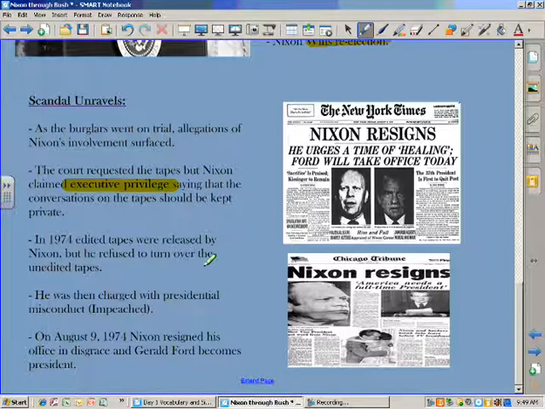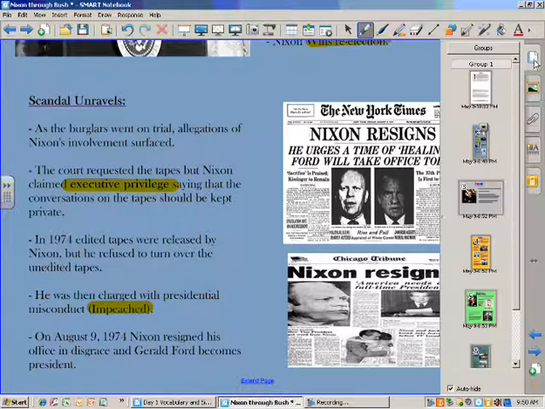Again, that puts him at odds with a lot of people. He was then charged with presidential misconduct. He was on the road to being impeached. However, before he was fully impeached and taken out of office, on August 9th, 1974, Nixon resigned in disgrace, and Jerry Ford becomes the president. That's what we're going to do next.